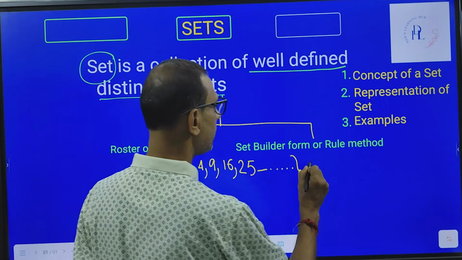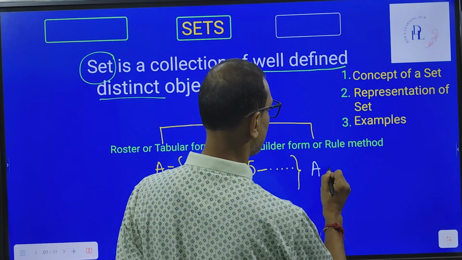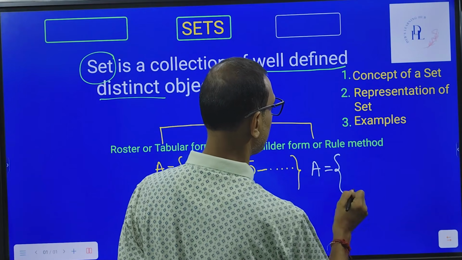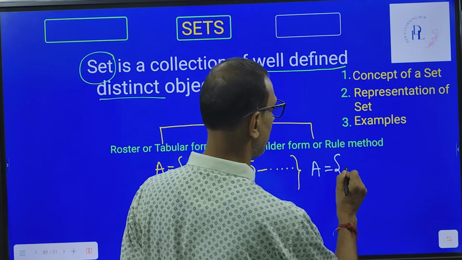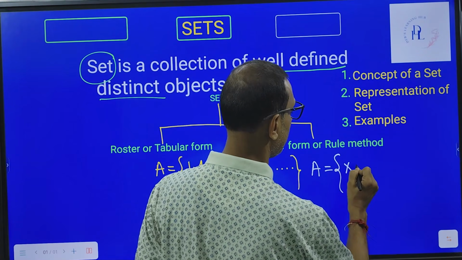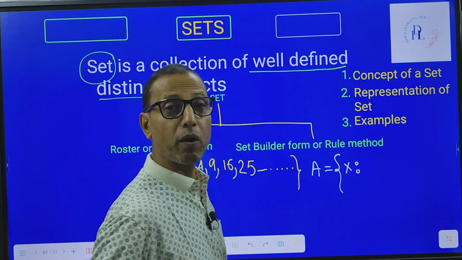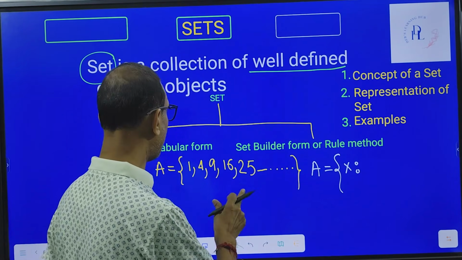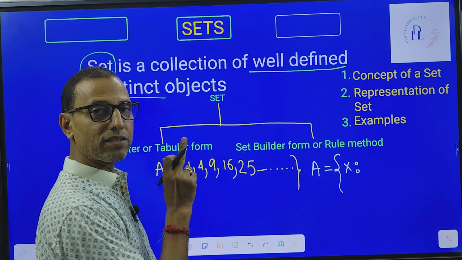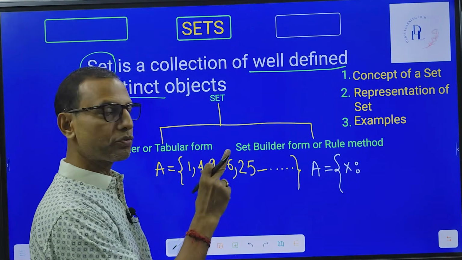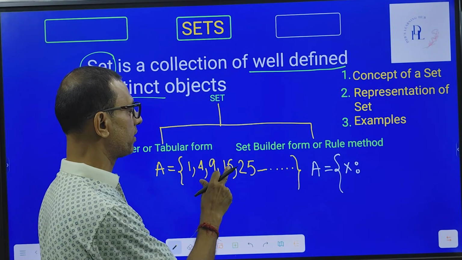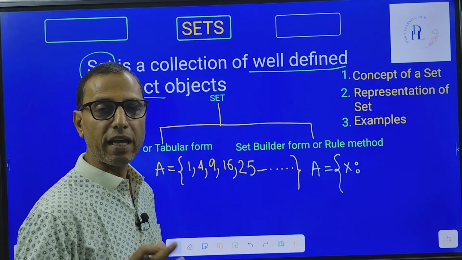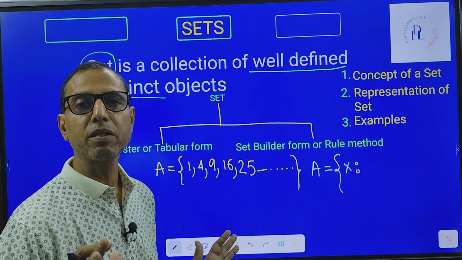So how can we write it? A equals to, what did I say? Variable. It could be x, y, z, any variable. Let's say it is x. Then colon. Then what is the property of x? The property of x is that it is a natural number. Where do natural numbers start? 1, 2, 3. So it is 1 square 1, 2 square 4, 3 square 9, 4 square 16, 5 square 25. That means all the natural numbers squared.